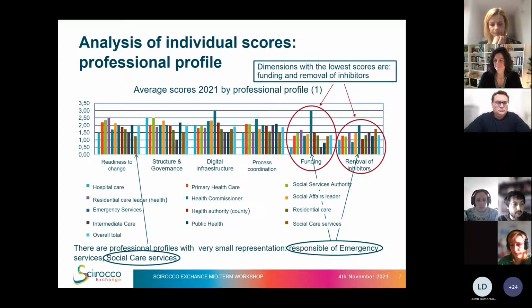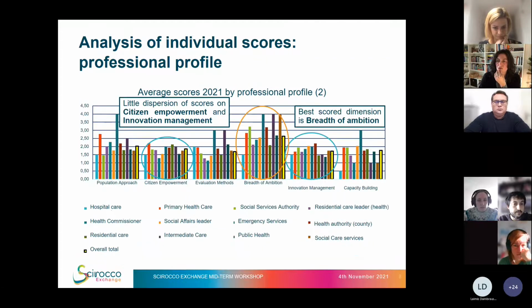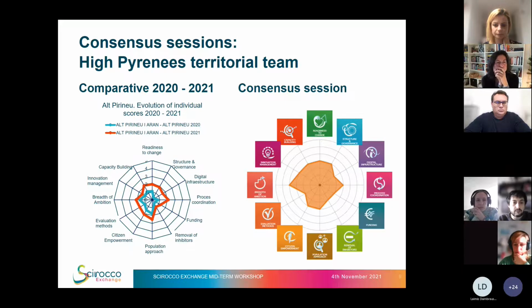Here you see how the different profiles score the different dimensions. The lowest score dimensions are funding and removal of inhibitors, and the highest score dimension is breadth of ambition. You can see also that the most homogeneously scored dimensions are citizen empowerment and innovation management. So this is an example of the graphics that we made for each territorial group. On the left, you have the evolution between 2020 and 2021. And on the right side, you have the resulting graphic from the consensus session. So you can also see if the consensus made the participants change their mind about one or other dimension.